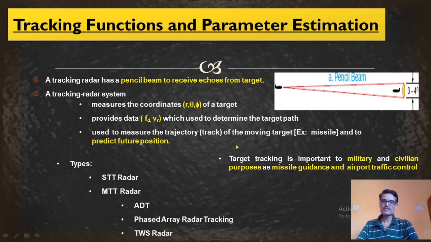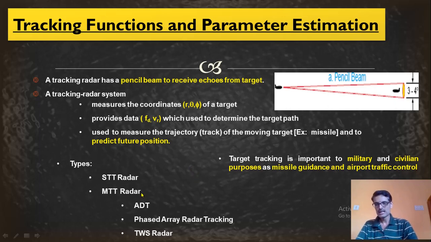Now, what are the different types of tracking radars? Basically we can classify them into two types. One is called STT radar, the other one is called MTT radar. STT stands for single target tracking radar. The second one is MTT, multiple target tracking radars.